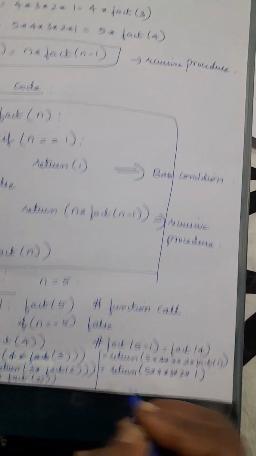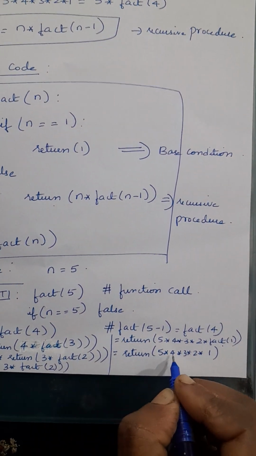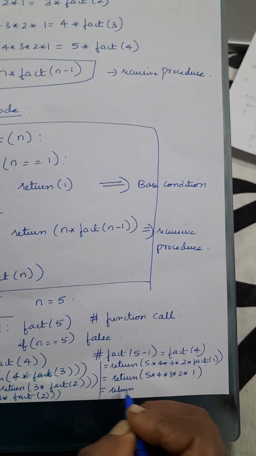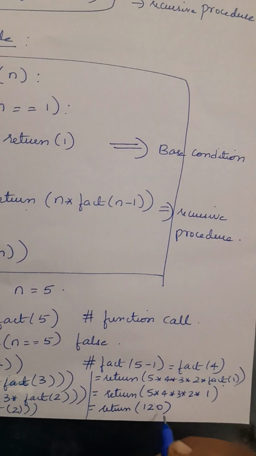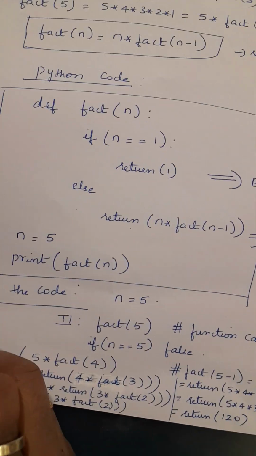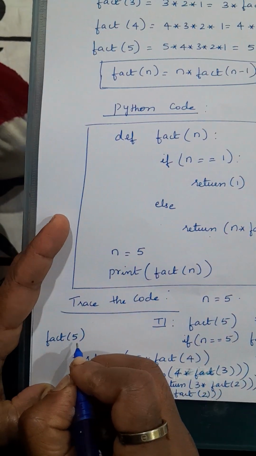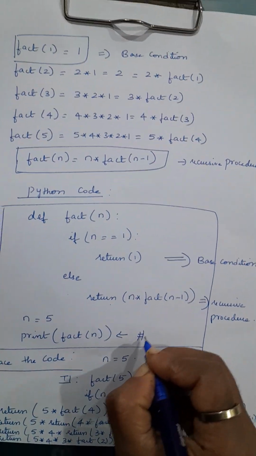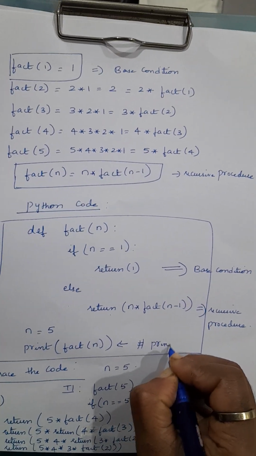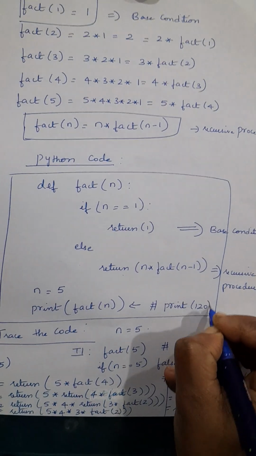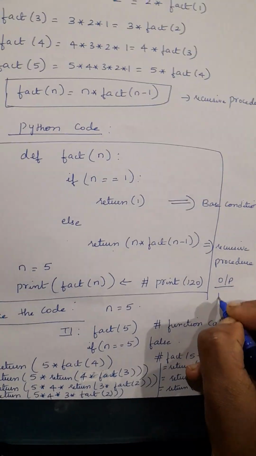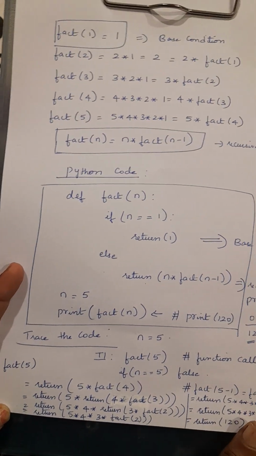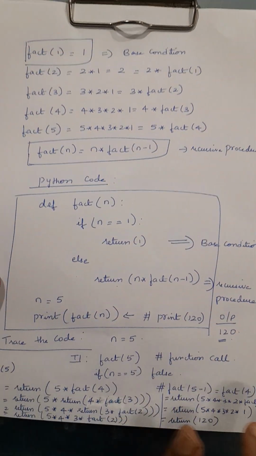Now it is 1. Now see the final condition. It is return 5 into 4 into 3 into 2 into 1. That is nothing but a return of 120. Now it is an integer value. Now the return will go to the function call fact of 5. So now my control will come here. Now my return value will be print of 120. What is my final answer? The output will be 120. I hope you understood the session. Thank you.